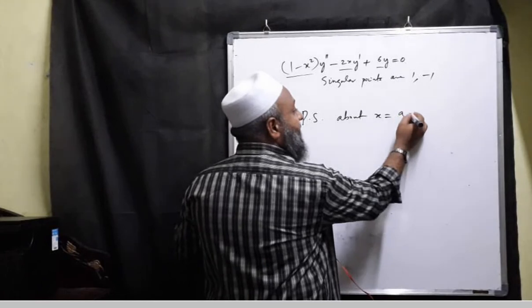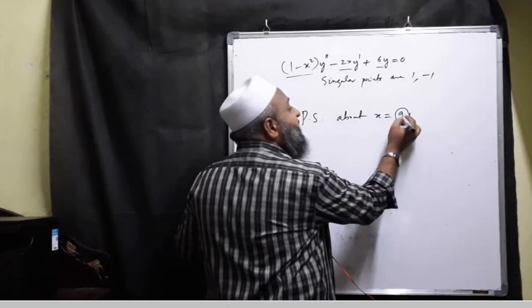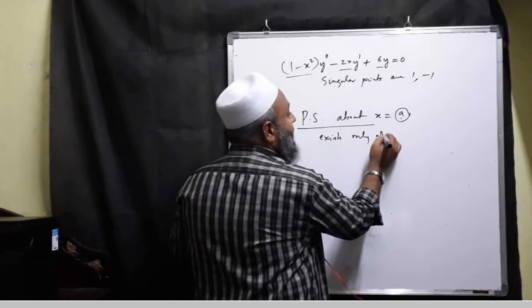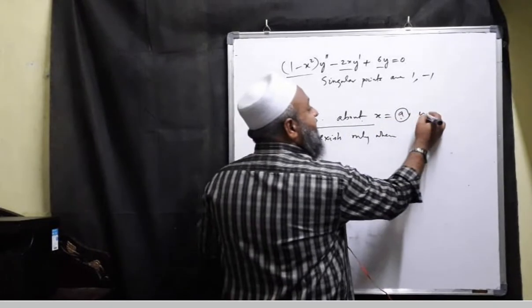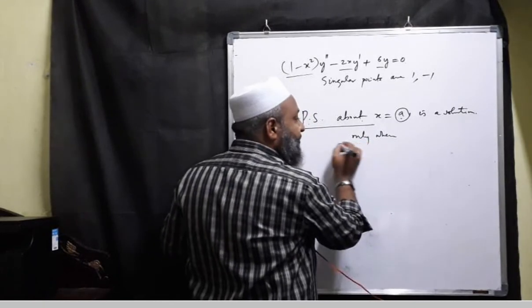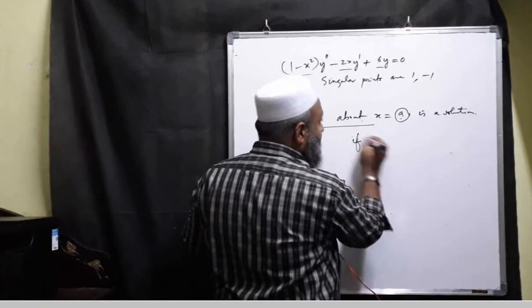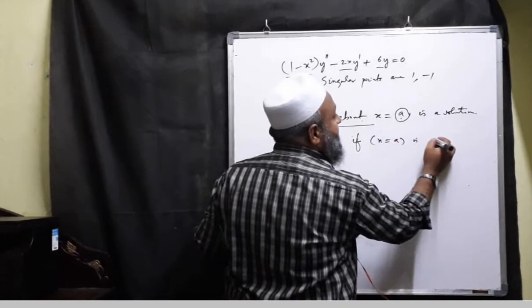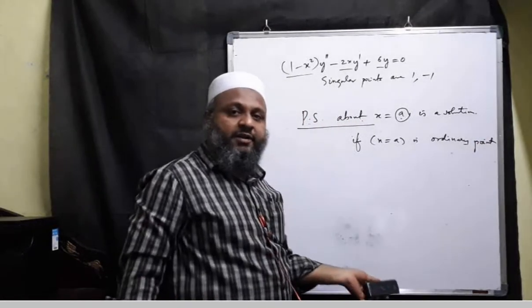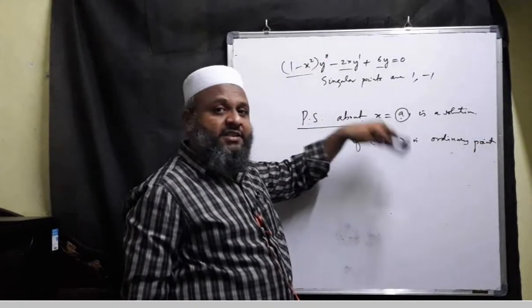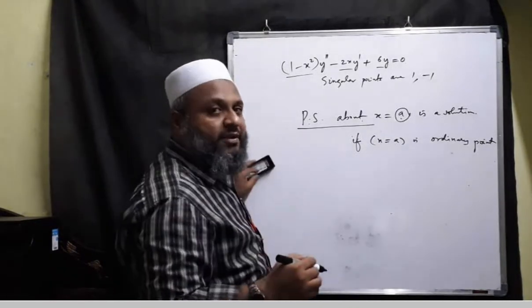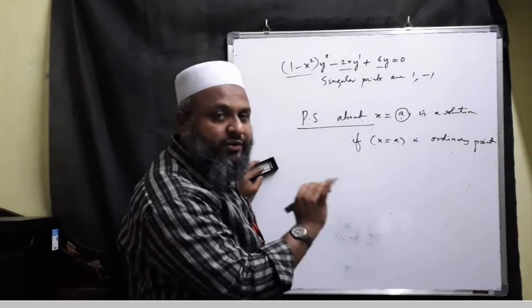So if we need the power series solution about x equal to a, then that a should be an ordinary point. A power series solution exists only when x equal to a is an ordinary point. If it is not an ordinary point, then the solution which is in the form of an infinite series, we don't call it a power series, and that particular method is the Frobenius method. Right now we are not going to talk anything about it.